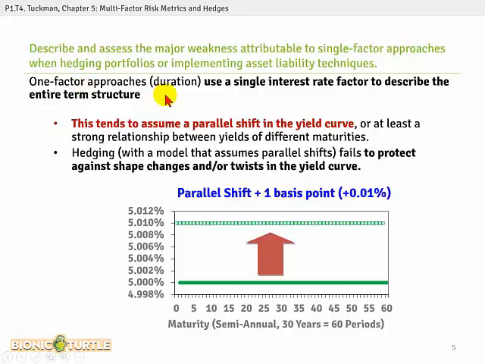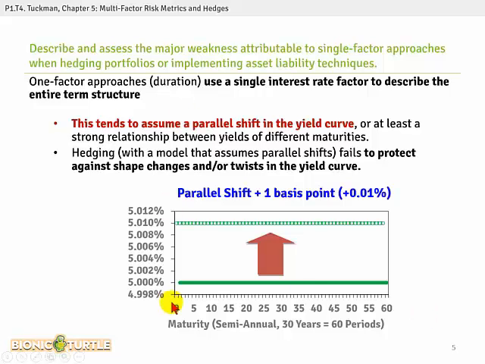So really, in terms of part 1, this is the first introduction to something beyond the yield as the single factor that contributes to the approximation based on duration and convexity. However, this approach tends to assume this closely related assumption of parallel shift in the yield curve, or at least a very strong relationship between yields of different maturities. And hopefully you can see how these are necessarily connected.